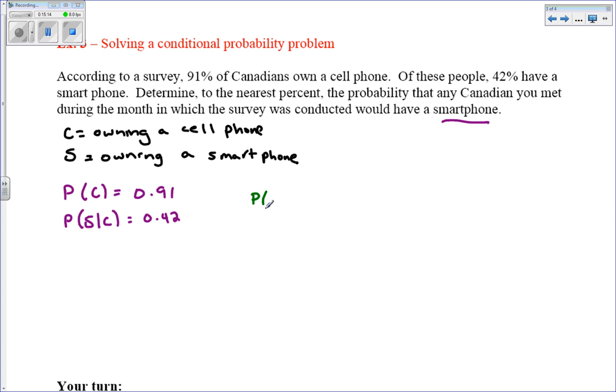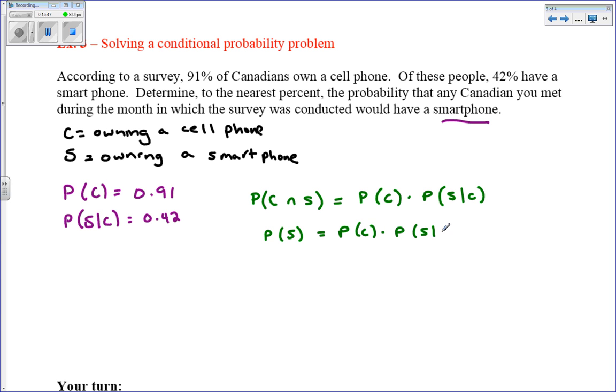The probability of C and S is equal to the probability of C times the probability of S given C. This here is just equal to the probability of S, right? Because cell phone and smartphone, that's the same thing as just a smartphone. So it's a cell phone, but it's also a smartphone. So the probability of S is equal to the probability of C times the probability of S given C. So we're just going to multiply those two probabilities together.